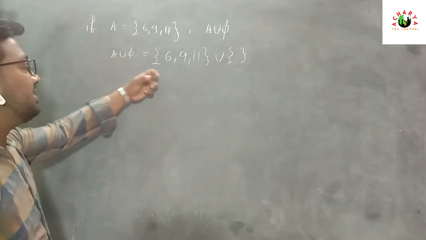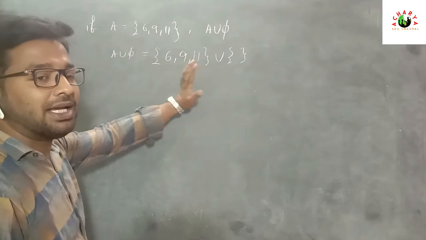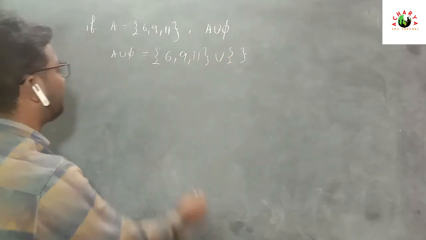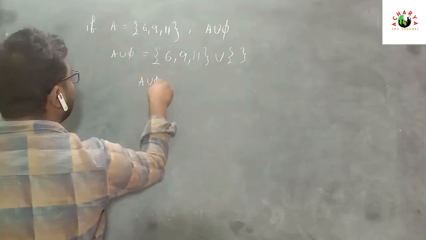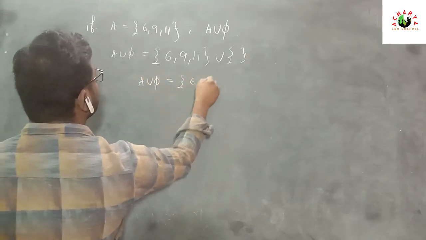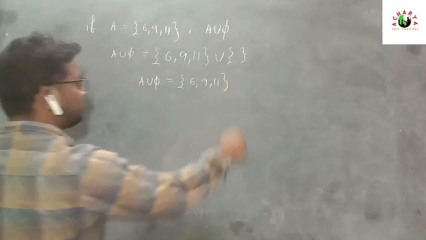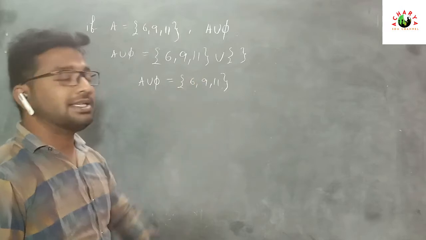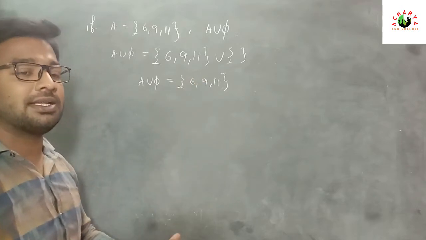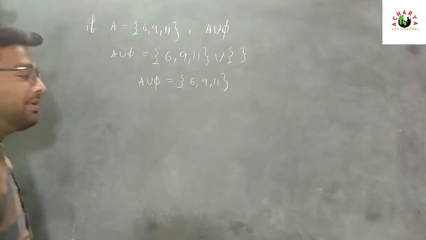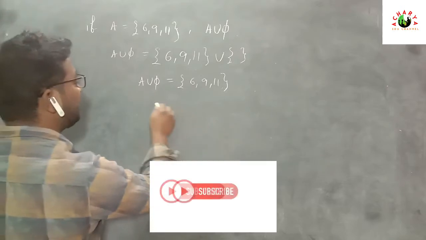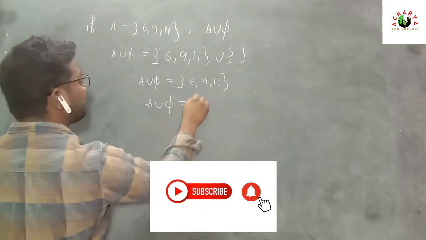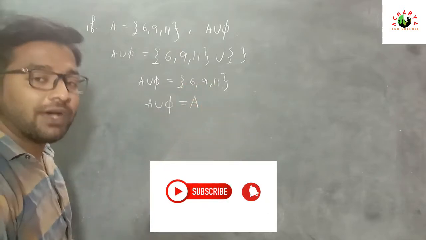So A union phi is equal to, union means what? We should combine the elements of two sets. Here in the null set no element is there. Then finally, what is A union phi? A union phi is equal to {6, 9, 11}, the same elements as in set A. Why? Because that is a null set; in a null set there are no elements. So A union phi is equal to A. Yes or no?